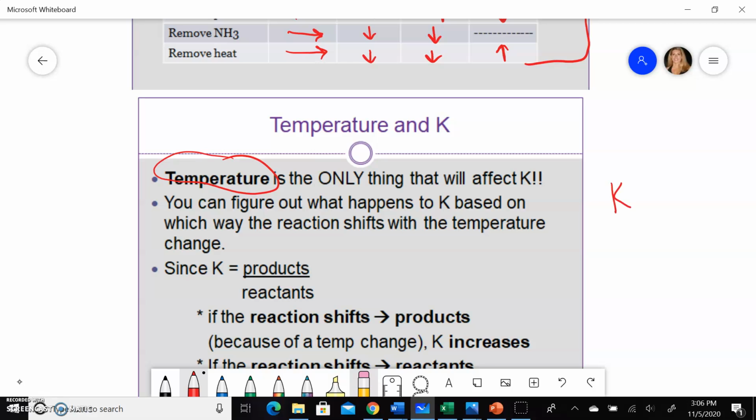The last thing is that you need to know that temperature is the only thing that will affect K. Remember, K is that fraction where you put products over reactants, raise them to the power of the coefficients, and it tells you whether you have more products or reactants at equilibrium. You can figure out what happens to K based on which way the reaction shifts with the temperature change.